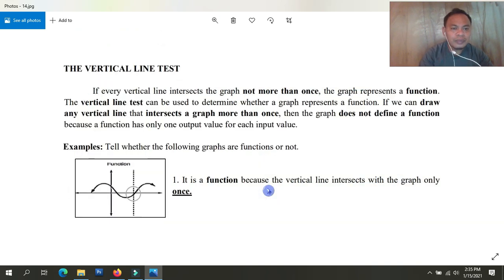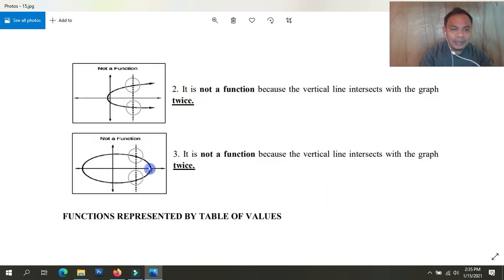Okay. So the vertical line test: if every vertical line intersects the graph not more than once, the graph represents a function. So we have this one example. Tell whether the following graphs are functions or not. It is a function because the vertical line intersects with the graph only once. This one. Okay. Then, for number 2, not a function because the vertical line intersects with the graph twice. Okay, this one. And number 3 is not a function because the vertical line intersects with the graph twice again.